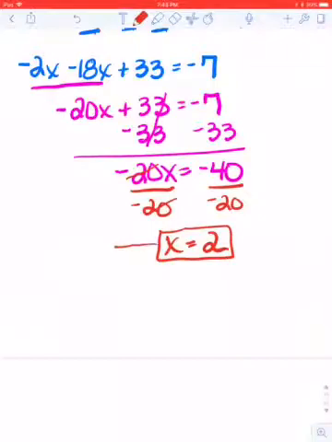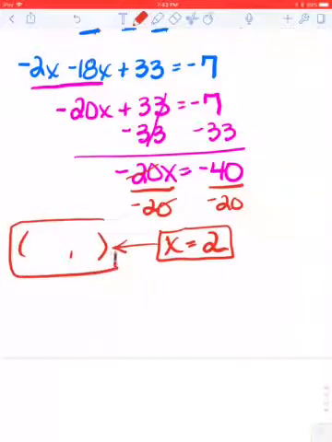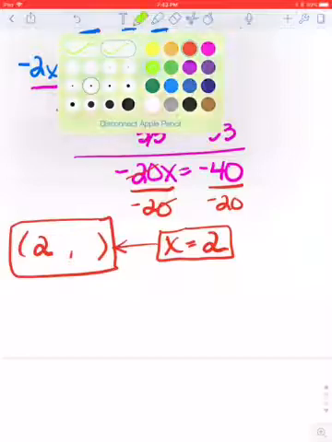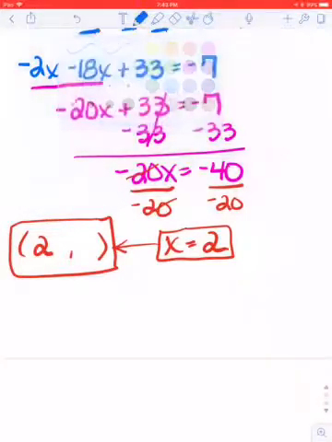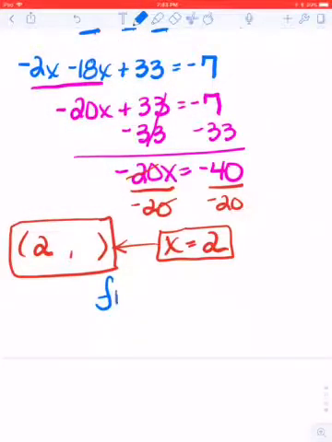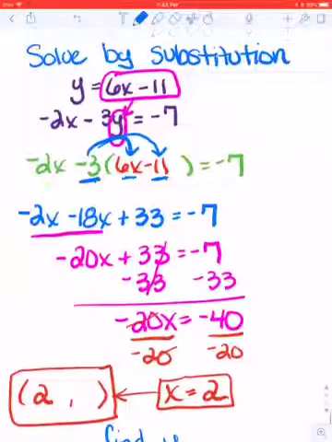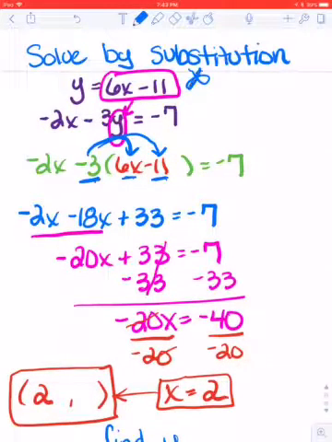Now remember, the whole object is to come up with a point that they share in common. So if x is 2, make sure you put the 2 in the x spot. Now I'm going to go through, and now I need to find y. Remember in class we said the easiest way to find y is to actually use a y equals equation if you have one. So if I go back up here, I can see a y equals equation right here. So y equals 6x minus 11.